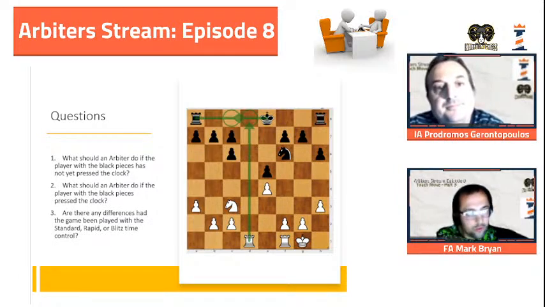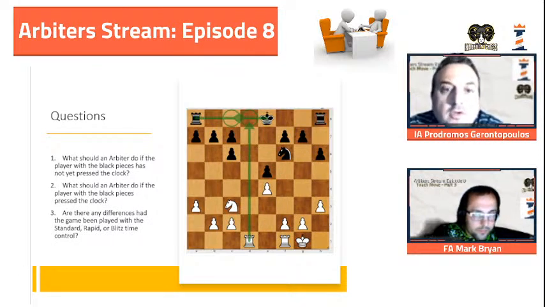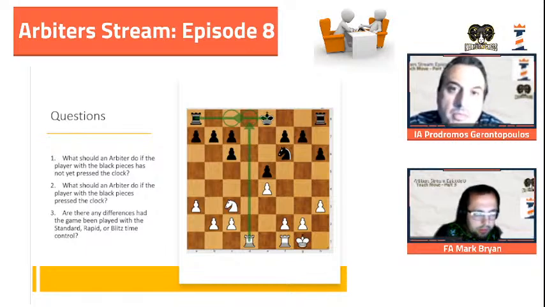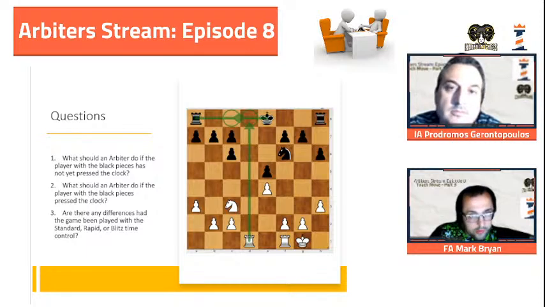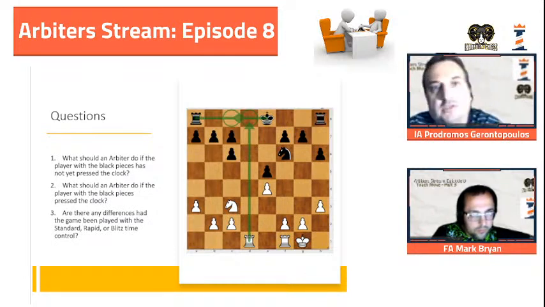Okay, so let's go to question 2, where we are looking at what happens if you have already pressed the clock. If the black piece pressed the clock, it's a completely illegal move. And again, the same options are available. The only difference, I think, is that in one situation you get punished, in the other situation you do not get punished. These are the differences between the first question and the second question in this diagram, in this position.